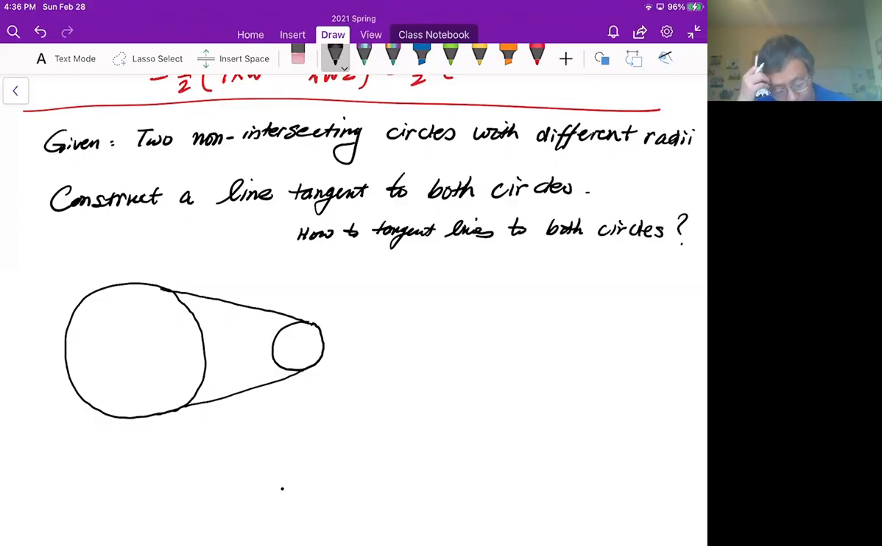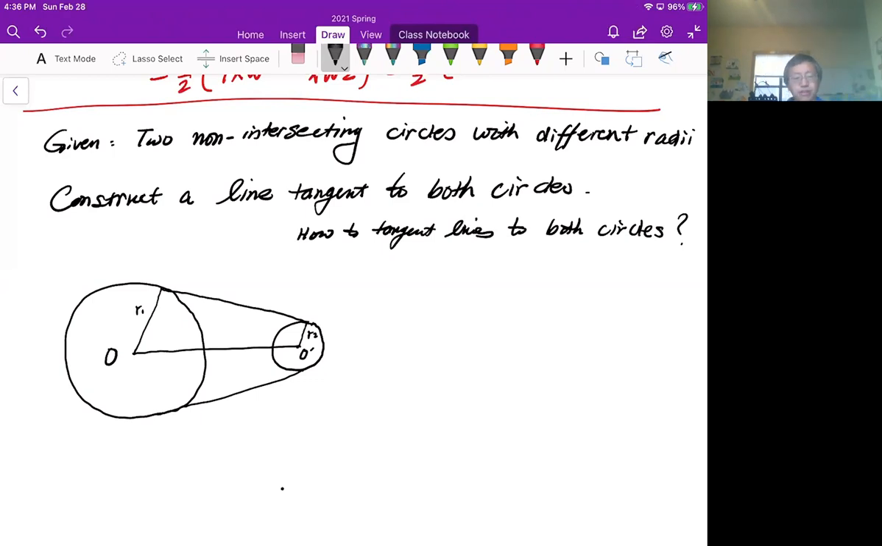Okay. So suppose I want a tangent line such that the two circles are on the same side of that tangent line. Let me call this O, and this is O prime. The radius for the first one is R1, and the radius for the other one is R2. So this is R2 here, and this is R1 here. And if I connect O and O prime, I can have that.